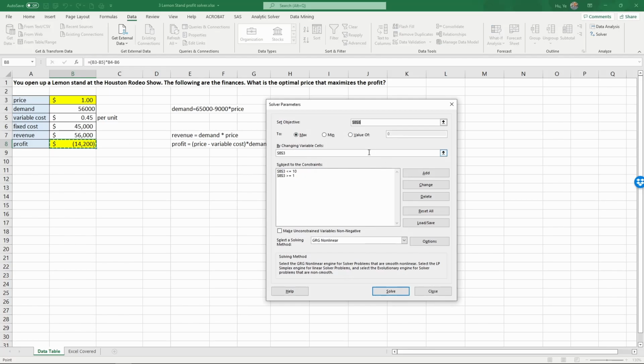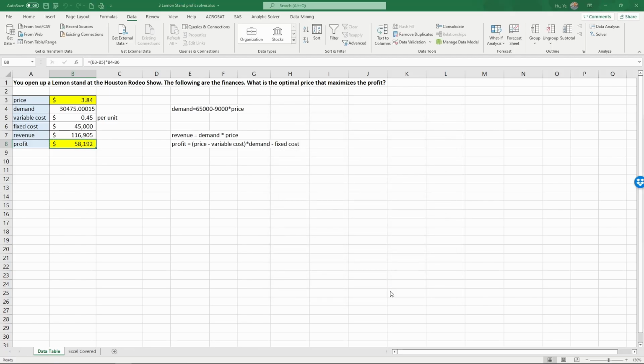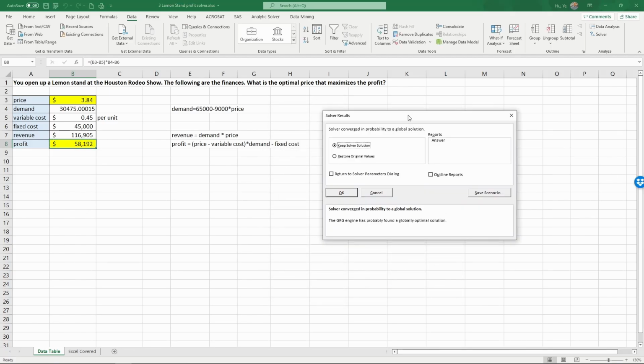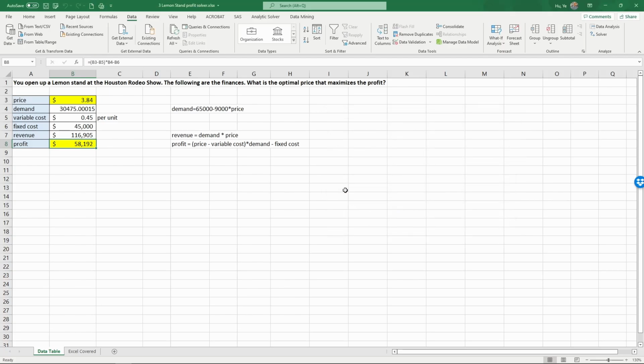Now we are back to the solver interface. Since we have done everything we need to set, just click on solve. Because this is such a simple problem, Excel should be able to solve it instantly. So as you see, the solver results: it's done, solver converged, a probable global solution. And then once that's over, click OK.